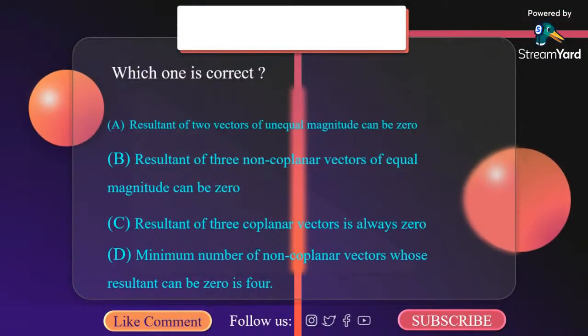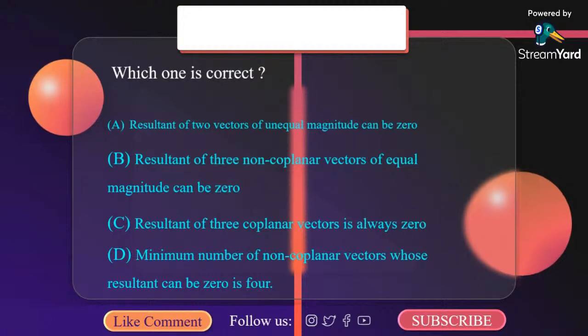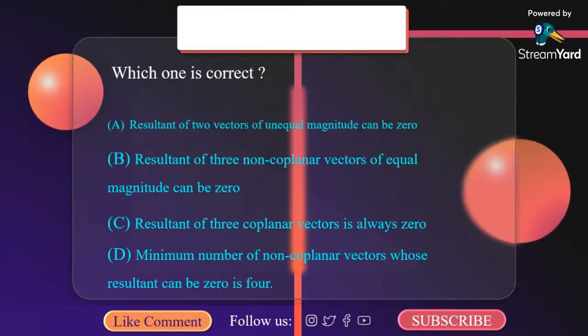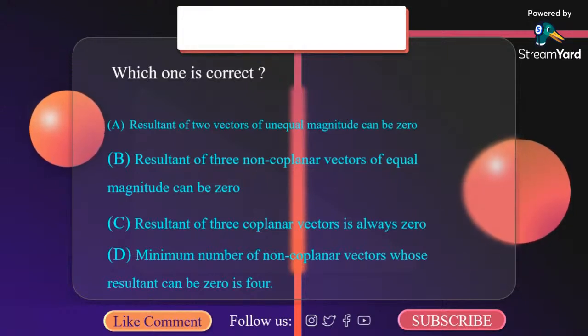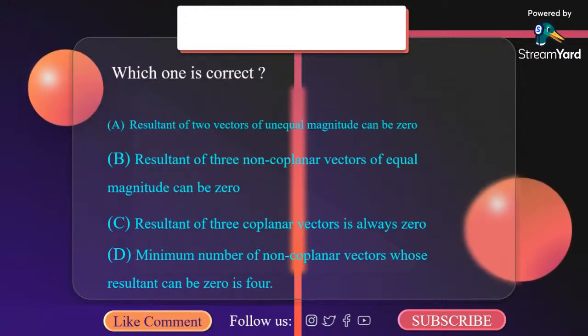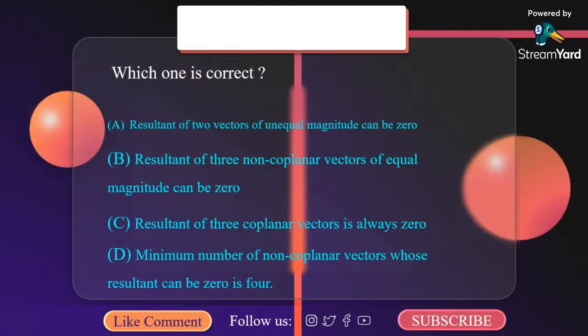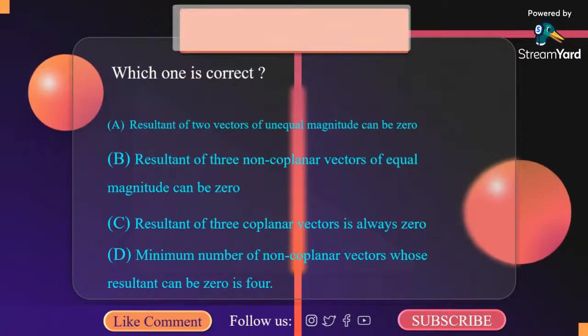Which one is correct? A. Resultant of two vectors of unequal magnitude can be 0. B. Resultant of three non-coplanar vectors of equal magnitude can be 0. C. Resultant of three coplanar vectors is always 0. D. Minimum number of non-coplanar vectors whose resultant can be 0 is 4. It is D.